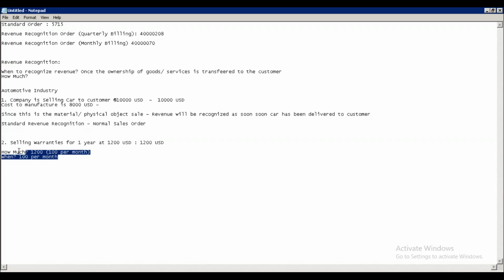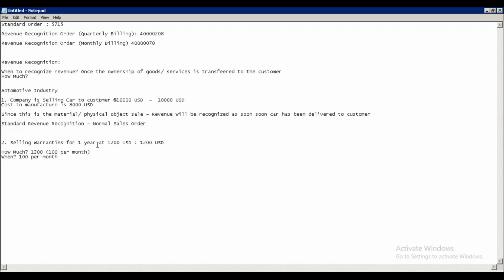Okay, so now with the same example, if we compare this to this, what we have done here, we created a sales order, we performed the delivery, and then we created a billing document. When we created a billing document, the entire 10,000 USD was recognized as revenue. But in this case, since we are talking about the warranty, a warranty cannot be created just like a sales order. For this kind of transaction, we need to create a contract in SAP.